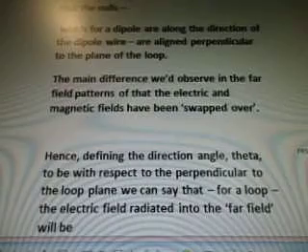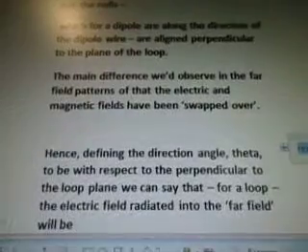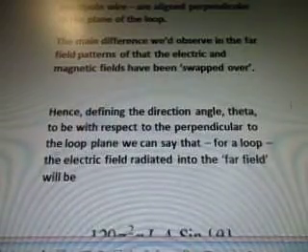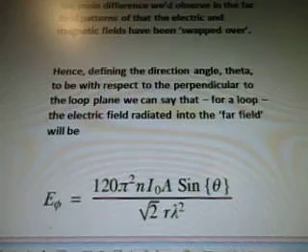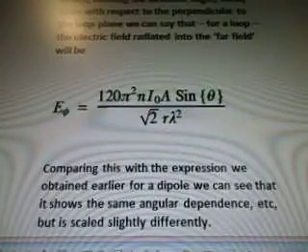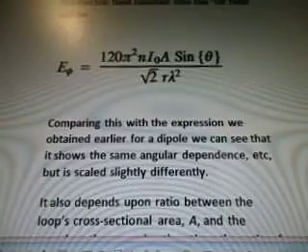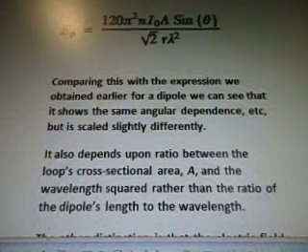The main difference we observed in the far field patterns of that electric and magnetic fields have been swapped over. Hence, defining the direction angle theta to be with respect to the perpendicular to the loop plane, we can say that for a loop, the electric field radiated into the far field will be, and here's an equation for you to look at.